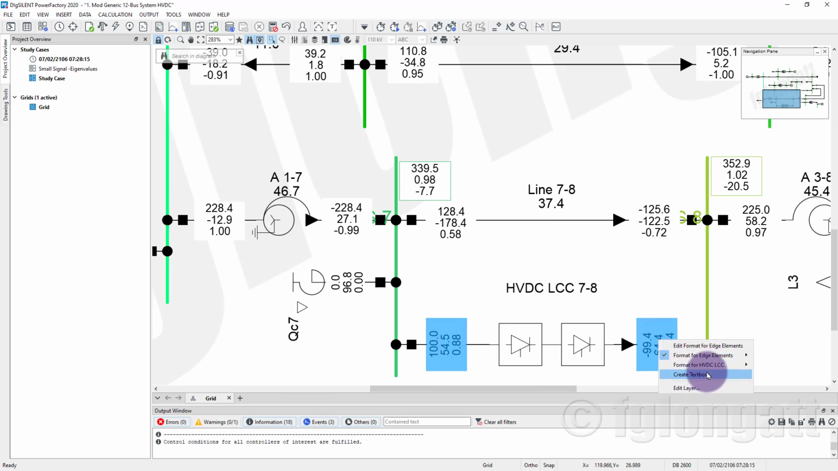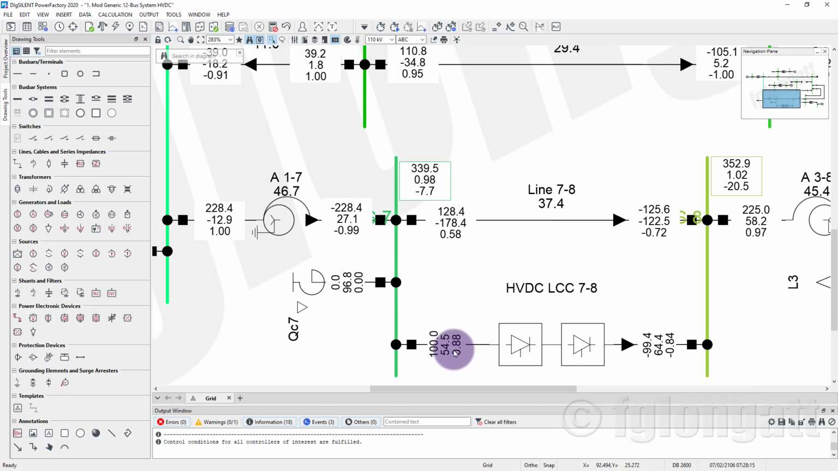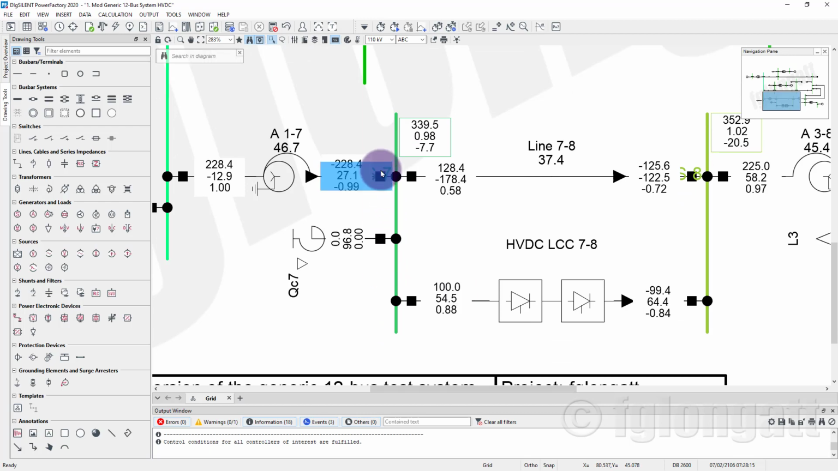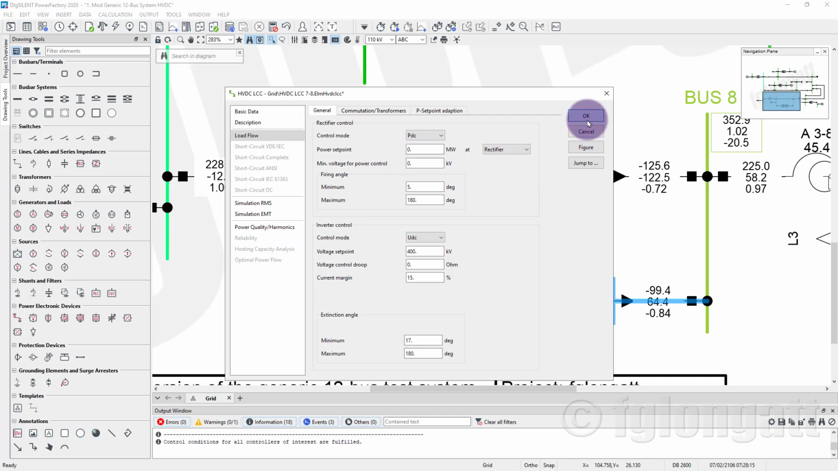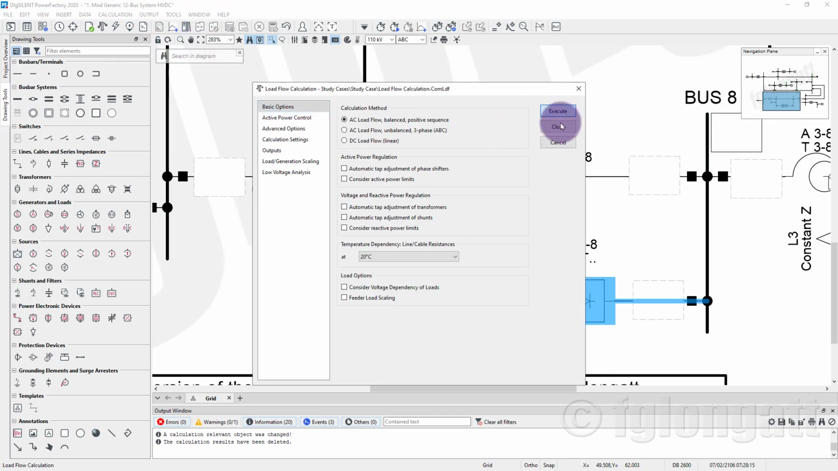I will rotate those result boxes in order to make the results easier to see. And as you can see on bus bar 7, there are 100 megawatts departing from bus bar number 7, and 99.4 megawatts arriving at bus bar number 8. Of course, there are some active power losses related to the transmission on the DC side, but we are now changing the active power to 0.